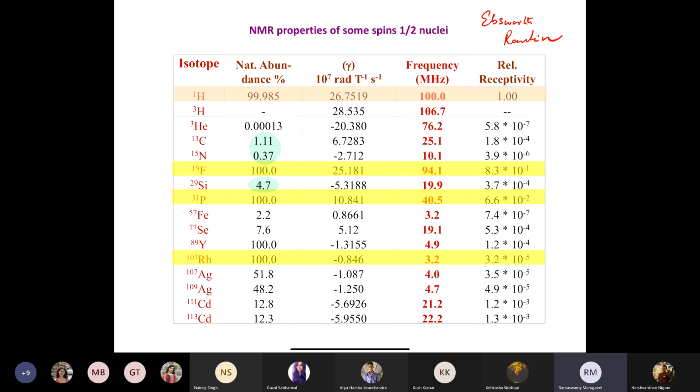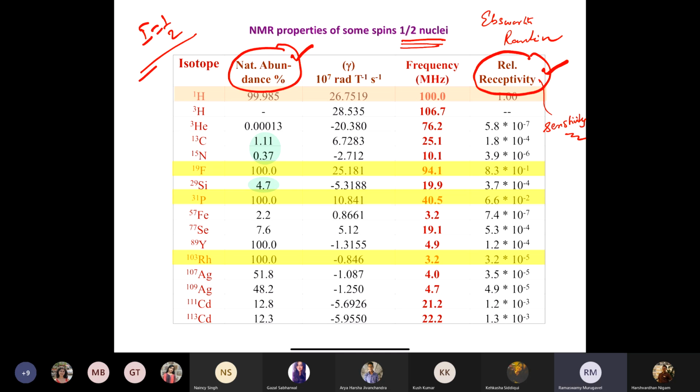There are two important parameters you have to look at whenever you're talking about NMR. One is the natural abundance, the other is the receptivity or sensitivity. Different books use different terms, which is a comparative or relative term. In this table, I'm only dealing with I equal to half nuclei, which are non-quadrupolar. There are no line broadening problems. So what I have listed here are some of the I equal to half nuclei.